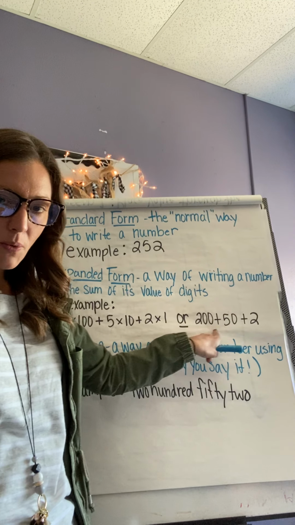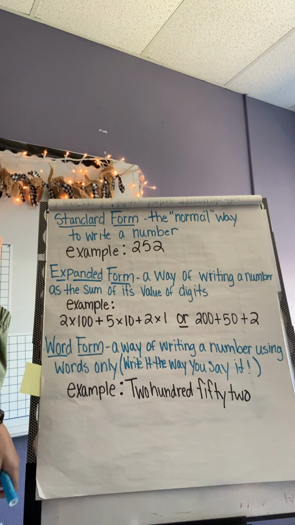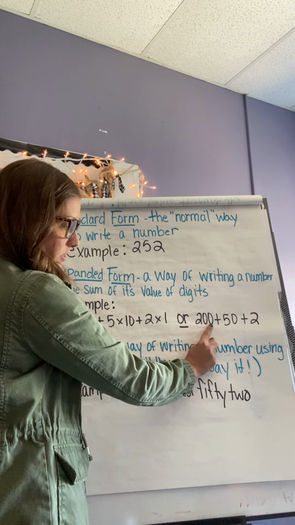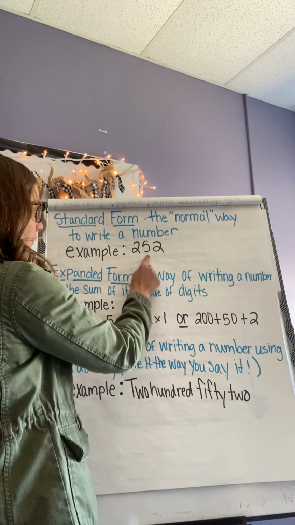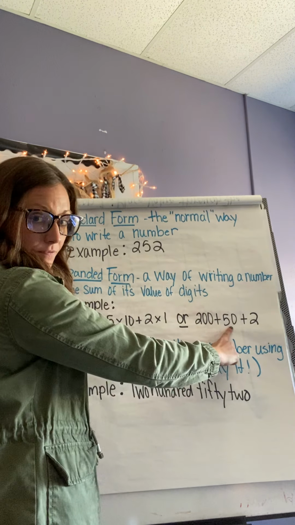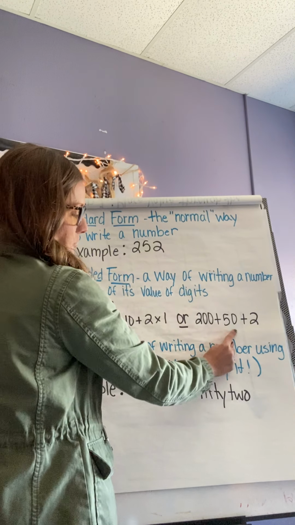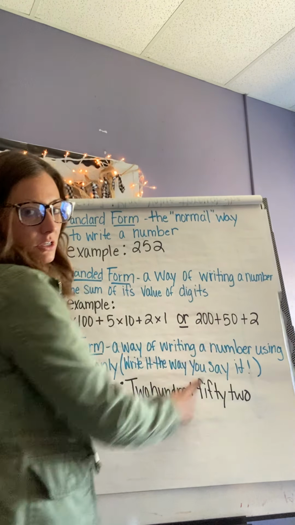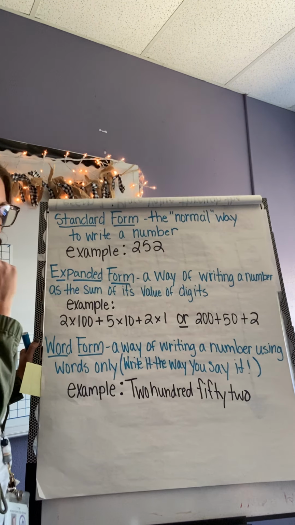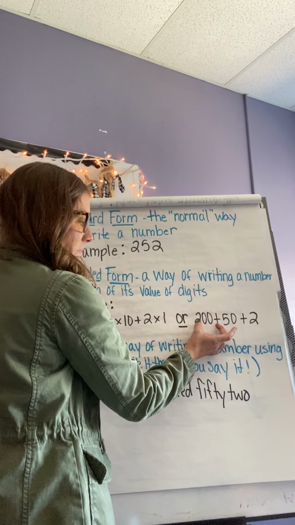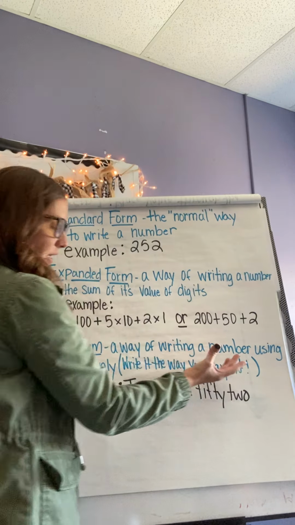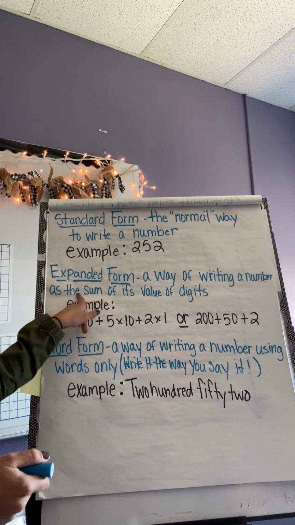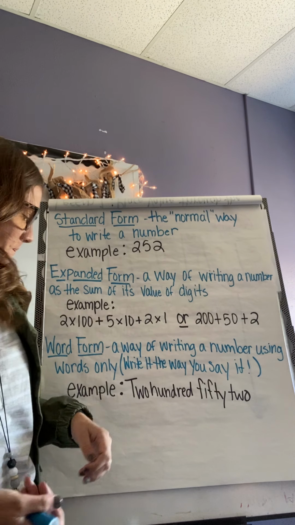There's a little bit shorter way to write expanded form, and it looks like this. So we know that 2 is in the hundred spot, so we have 2 hundreds, so I can write 200 plus 50. I write 5 in my 10 spot as a 50, because 5 times 10 is 50, and then my 2 just goes on the end. And when you're writing expanded form, you're always putting a plus sign in between the values of your digits, because expanded form is a way of showing the sum of the value of its digits. And that word sum always means to add.